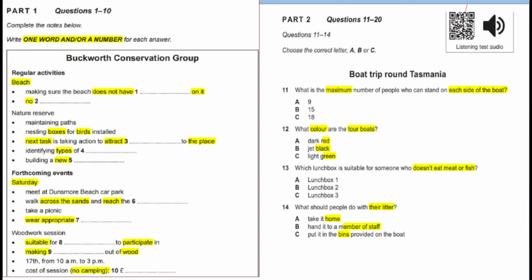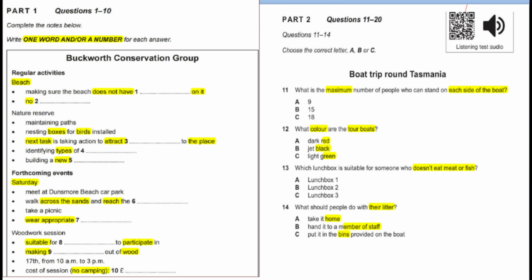For number 3, I already marked boxes for birds. Next task, to attract dash the place. For number 4, types of dash. For number 5, new dash. Since here the recording will be started, you should jump to question number 1 and 2, and here you should have memorized the key points so that you get a jump start and then you get the answers correct from 1 to 5.